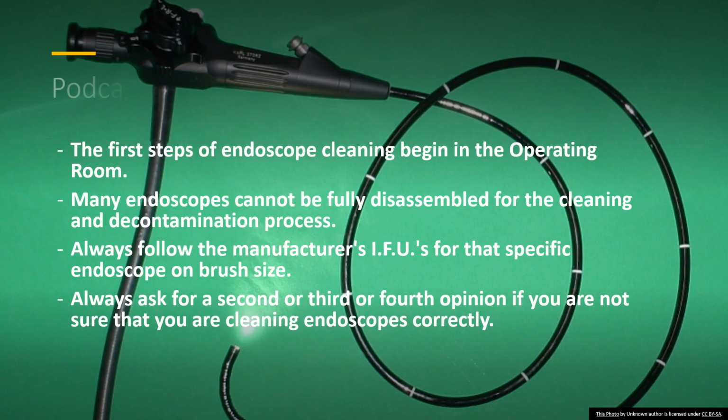All right, well, if you do have any questions, please feel free to let us know. But just some reminders from the podcast. It's important that your first step of endoscope cleaning does begin in the operating room, and that we are removing that first layer of debris in the operating room. Also, many endoscopes cannot be fully disassembled for the cleaning or decontamination process, so when you are cleaning the inside with brushes, make sure that you're being thorough and that you're using the correct brush size.